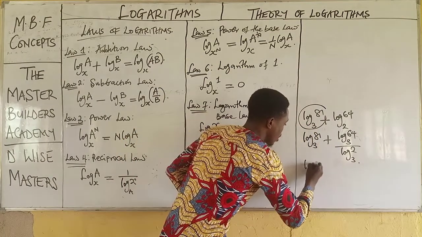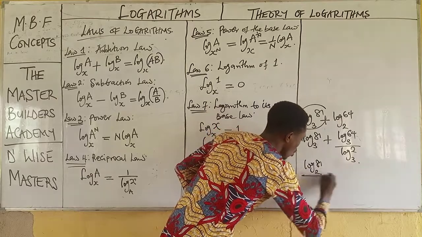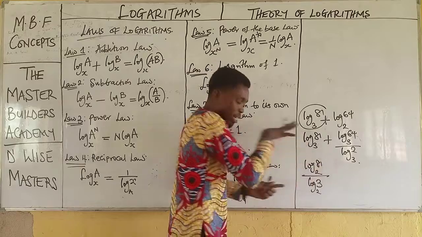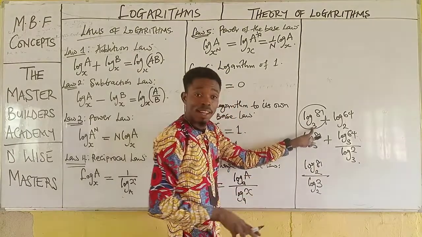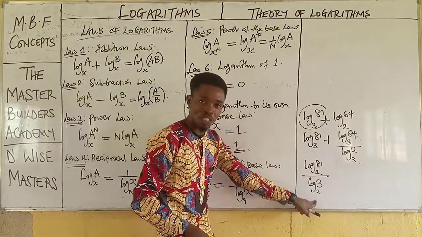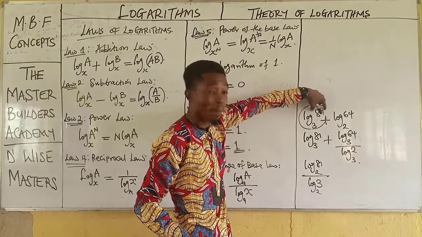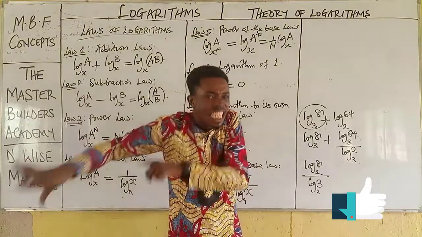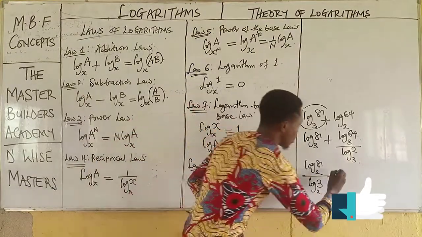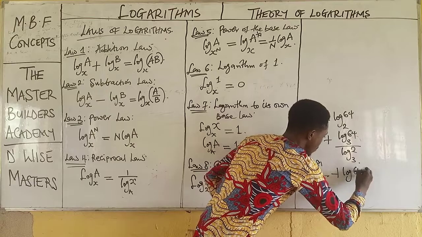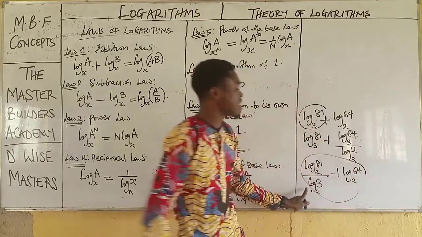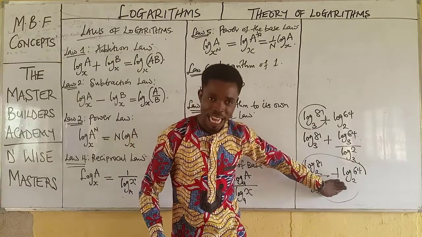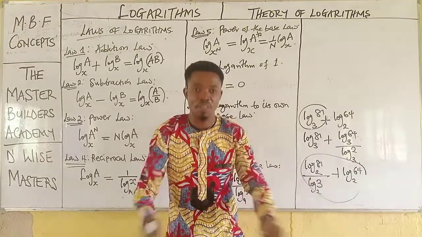Then I will have log 81 base 2 over log 3 base 2. Log 81 to the new base I'm introducing, then log 3 to the new base I'm introducing. So instead of this one being a number and this one being a base, both of them will now be numbers to a new base entirely. Then plus log 64 base 2. So you find out that everything here now is in base 2. If you solve this one and solve the other, you are going to have the same result.